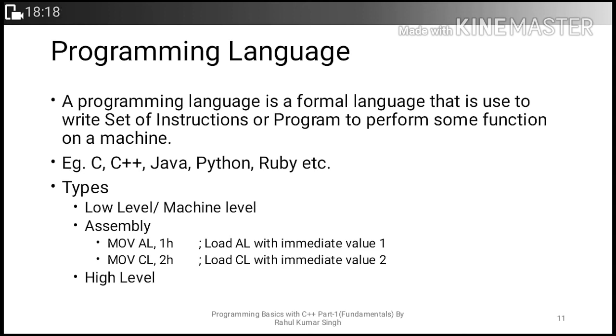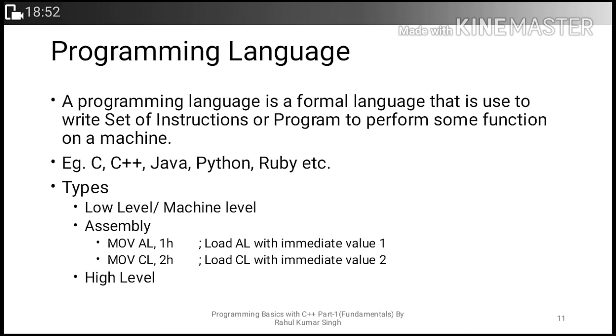Programming languages like C, C++, Java, Python and Ruby, and many others, PHP is also there. These are all programming languages. Now the types are low level languages, which are machine level languages. Previously we were writing only 0s and 1s, which were called machine level or low level languages. Then next comes assembly level programming languages, which were a little bit human readable.